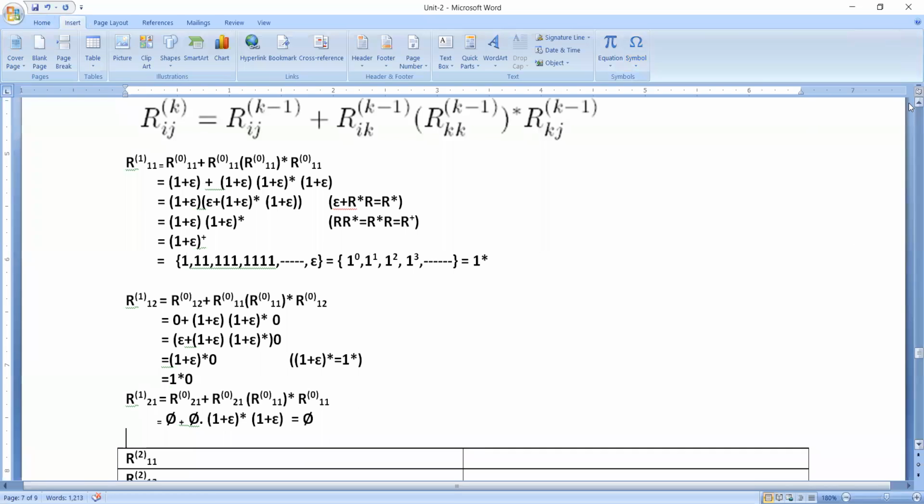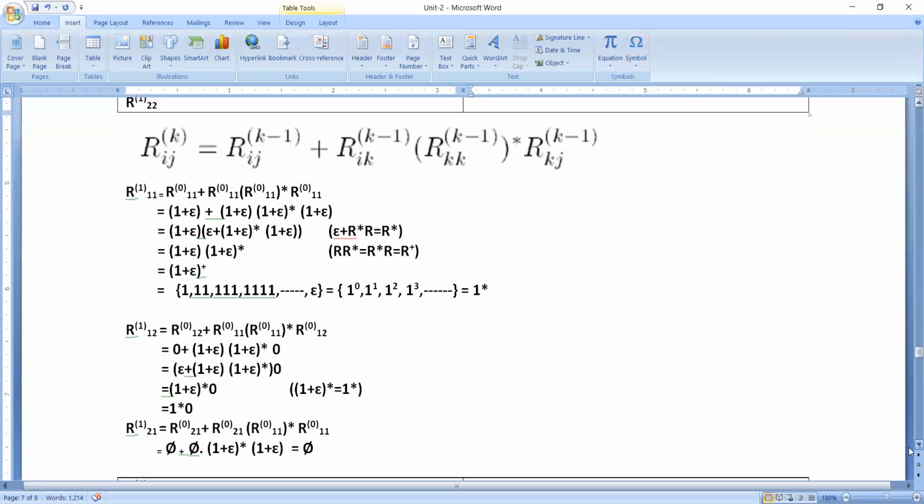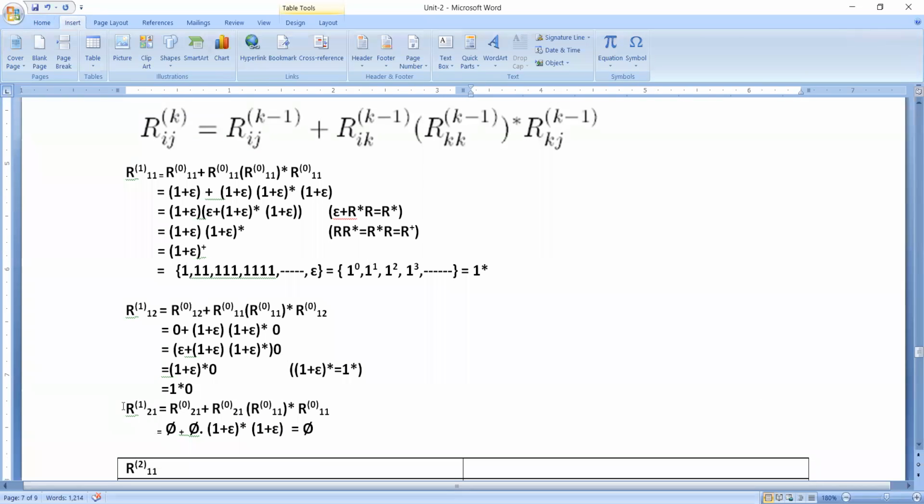So that is the reason why I am going to update my table here. The result is R21 power 1 will be 5 only. Next, to go for the next one, R22 power 1.